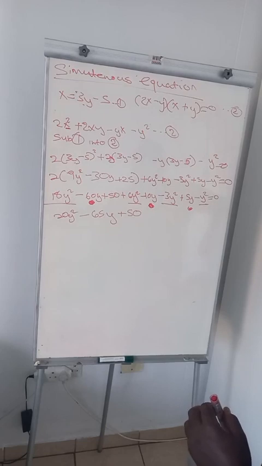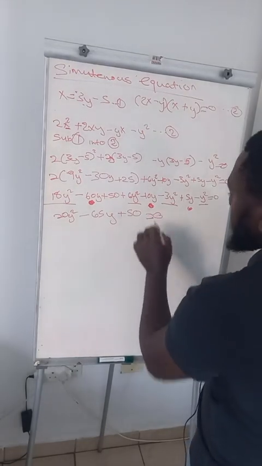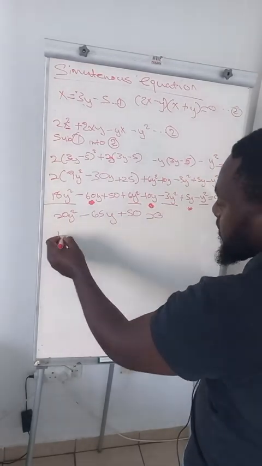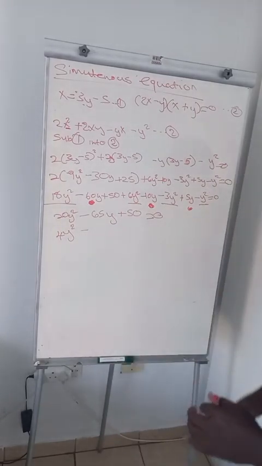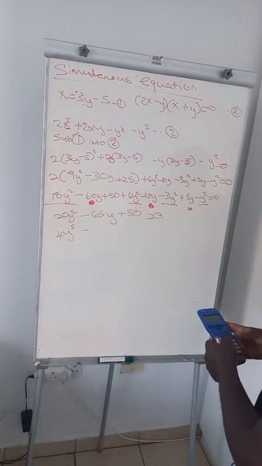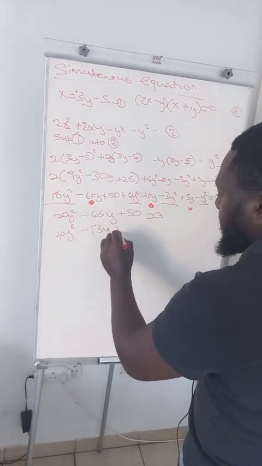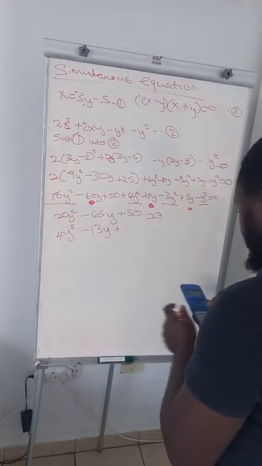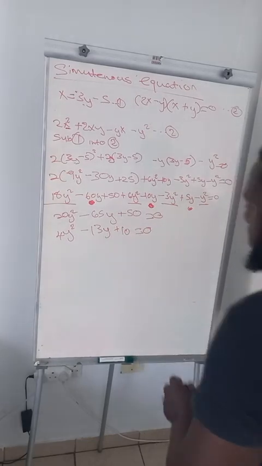Okay, let's move past that. Now, divide the whole equation by 5. Means here you'll get 4y squared minus... Divide the 65 by 5. How much will you get? 65 divided by 5, you get 13y, plus 50 divided by 5, you get a 10. It's equal to 0.